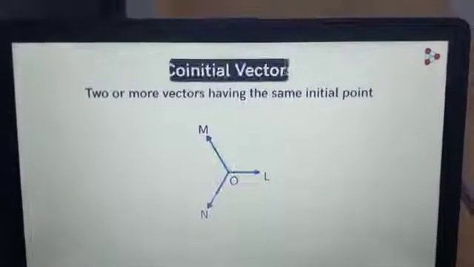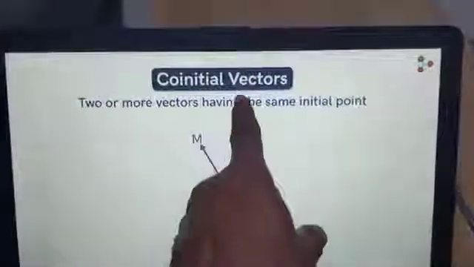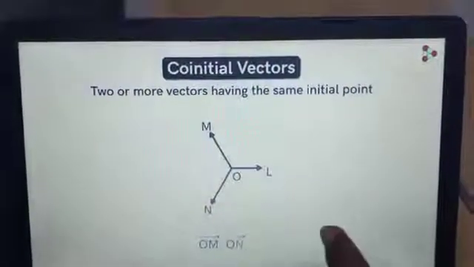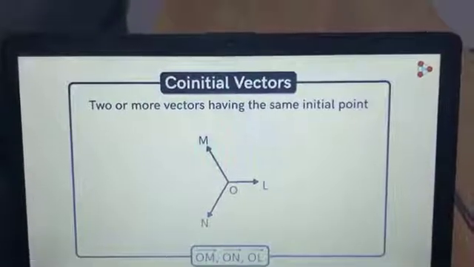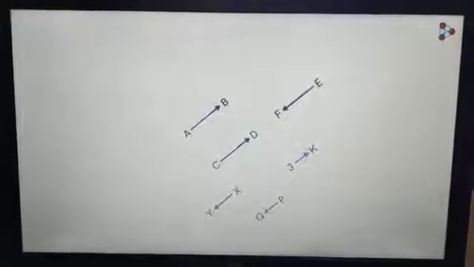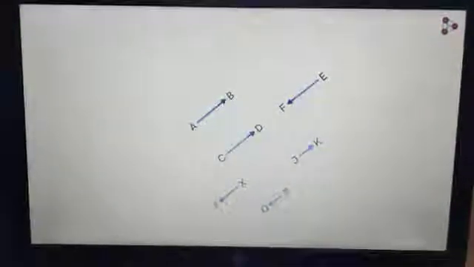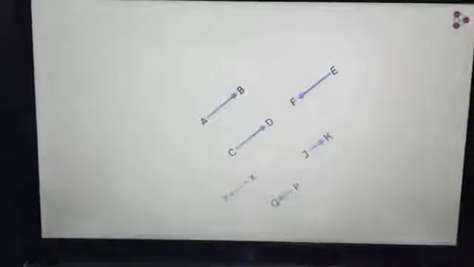Two or more vectors having the same initial point are co-initial vectors, and these vectors act along the same point, and we can say that they are concurrent vectors. You can see here two vectors, AB and CD.